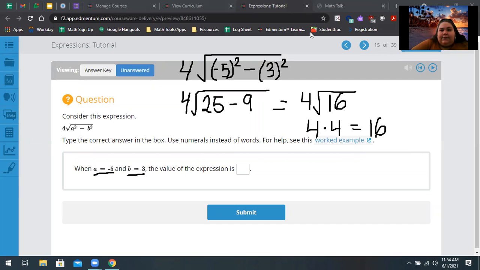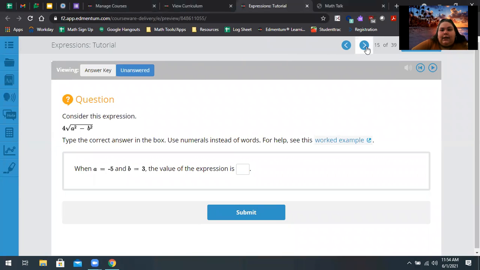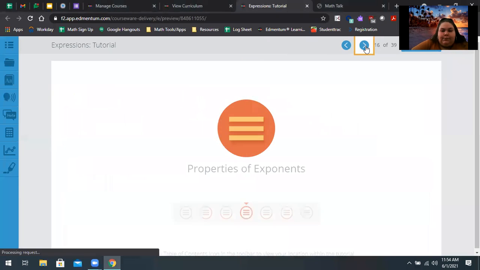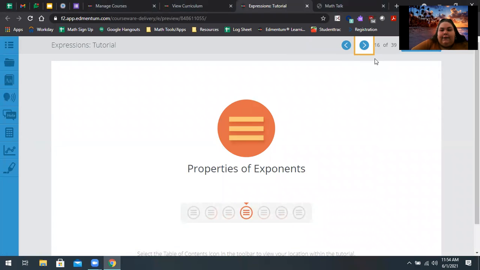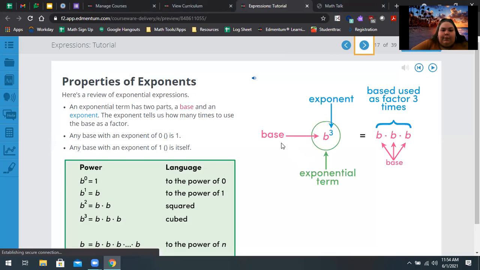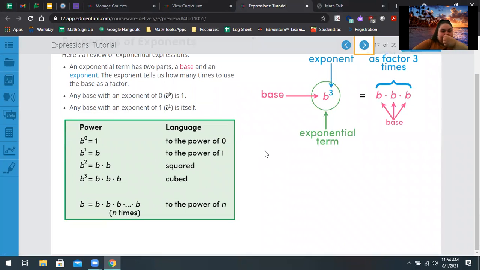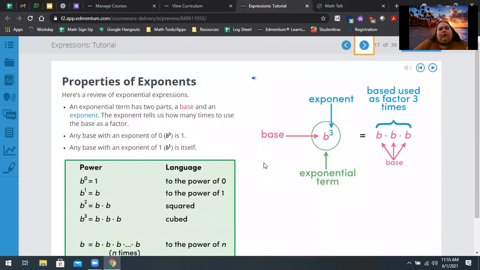Again, make sure you pause the video if I went a little too fast. You can always pause or go back if there was something that didn't make sense. So let's take a look at properties of exponents. So again, it's a little bit of review from the Algebra 1 class. And we so far looked at those expressions. Now we're going to look at the properties of exponents.